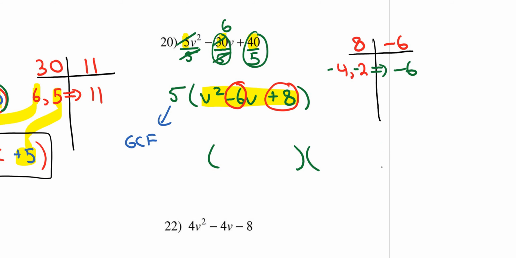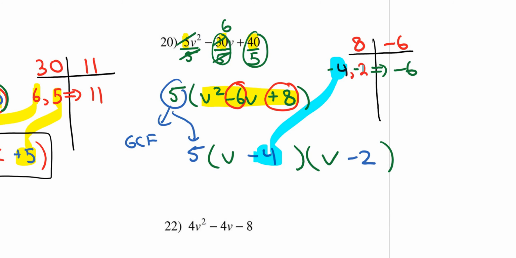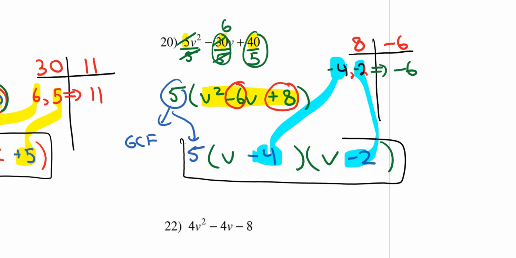So if I want to factor this now, this will be a v and a v, because remember, v times v is v squared. And this will now be a negative 4 and a negative 2. And then this 5 just carries along. It just tags along. So if I use my blue marker here, here's my negative 4. There's my negative 2. Here's my final answer right there.